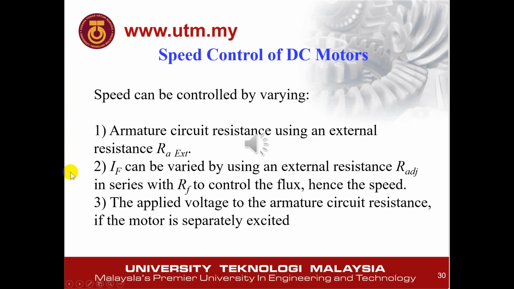Another approach is to apply an adjustable external resistance to the field circuit, to control the flux and control the speed. And lastly, you can vary the voltage at the armature circuit if the motor is separately excited. This one is only for separately excited motor. So you have to memorize how to control the DC motor.